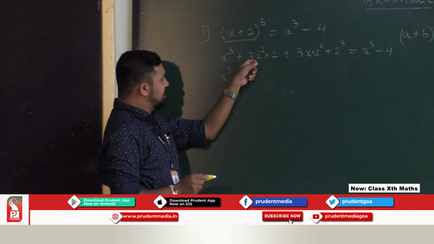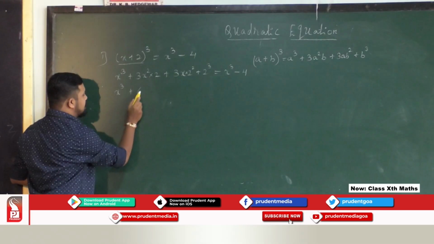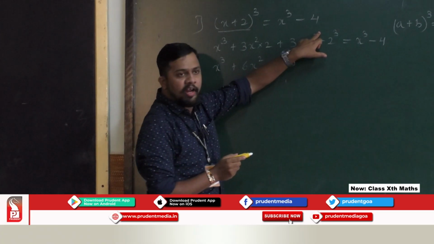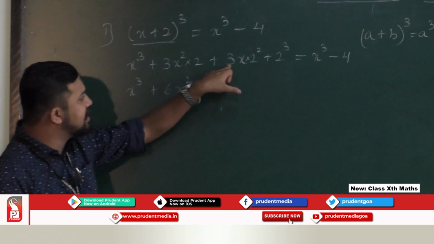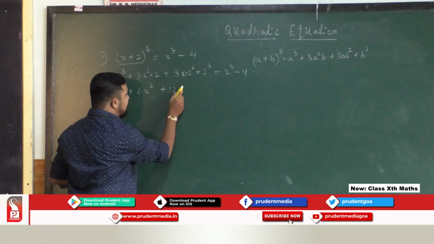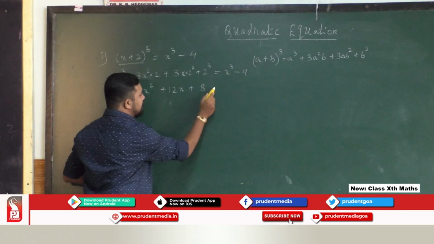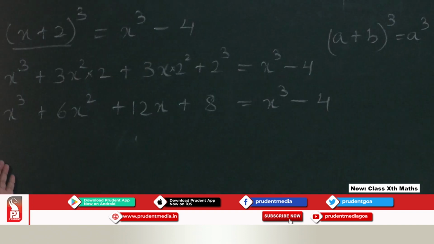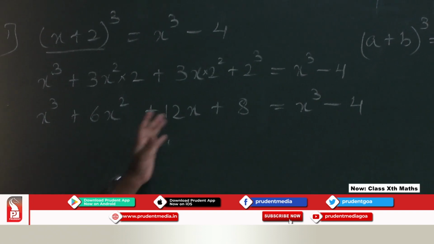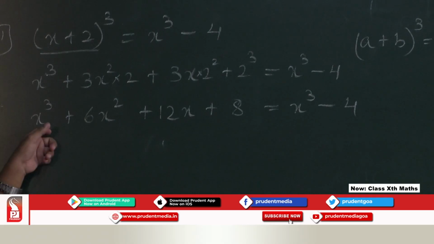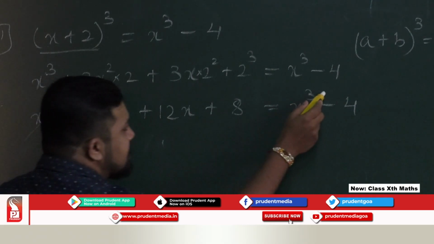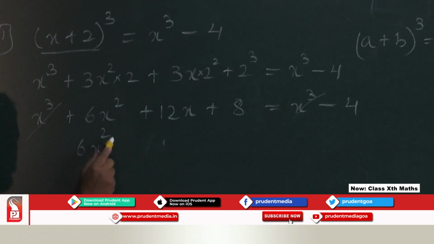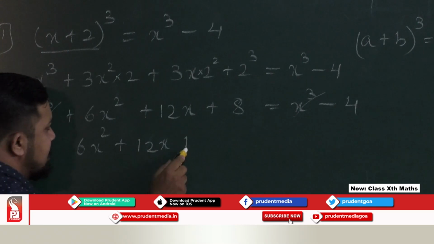plus 3 2s are 6, 6x square plus, now I will find 2 square. You know 2 square is 4. 4 3s are 12, x. 2 cube is 8. x cube minus 4. Now let me look at the right hand side and the left hand side. There are some terms which we can cancel. That is x cube. If both are the same on each side, they cancel each other. And I will write now what is remaining, 6x square plus 12x plus 8.